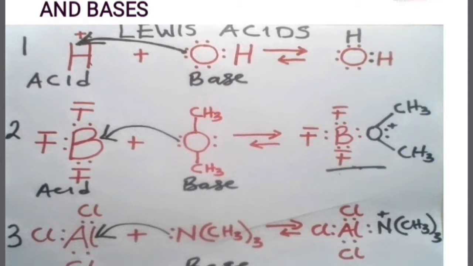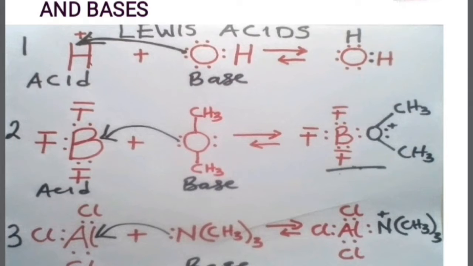So from here we can deduce that the hydrogen ion is a Lewis acid, while the hydroxyl ion is a Lewis base. For example 2, boron trifluoride is reacting with an ether. The boron has a vacant p orbital, while the ether has a lone pair of electrons. As we can see, the ether is transferring a lone pair of electrons to boron because of the vacant p orbital. So we can say that boron trifluoride is a Lewis acid, while the ether is a Lewis base.